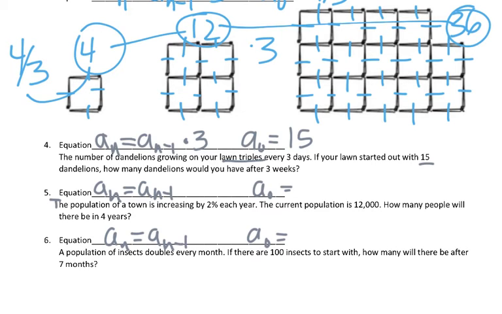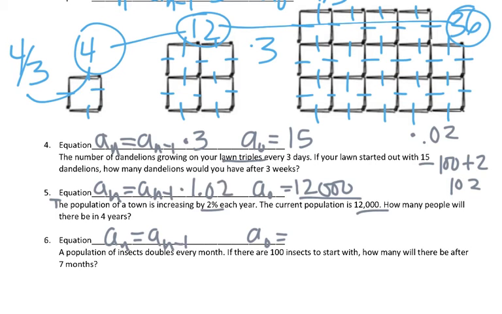So number 5, the population of a town is increasing by 2% each year. The current population is 12,000. How many people will there be in 4 years? So 12,000, okay, is our current population. That's our start number. Okay, then we're growing by 2% each year. But don't just go times 0.02 for 2%. Because actually, this amount of people is going to stay the same. That's 100% of the people. So 100% plus 2% is 102. So I'm timesing by 1.02.